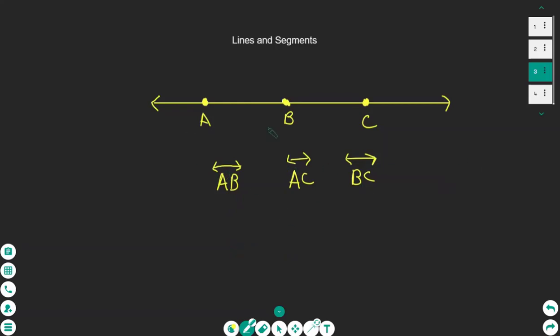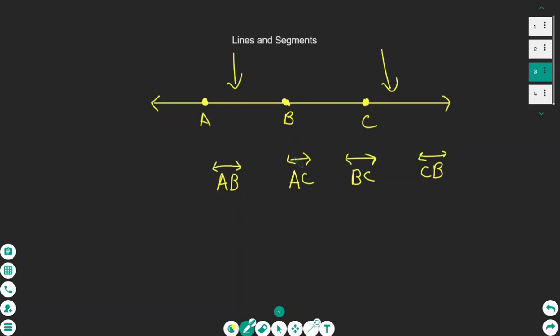And it doesn't have to be going from left to right. I could have written this as line CB. That would also be a correct way to do it. All I need to do is pick 2 points in the line and then just draw a line above it with an arrow on each side, and that represents this line right here. Okay? All right.